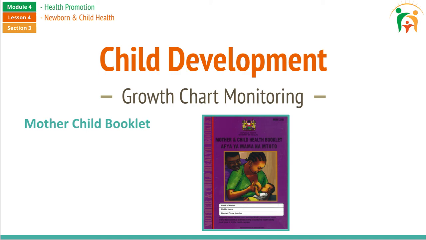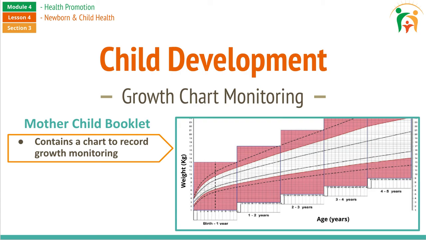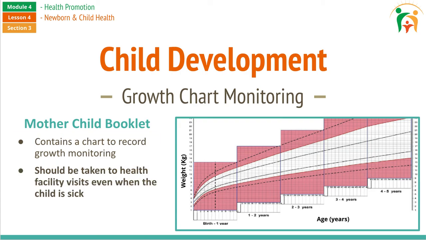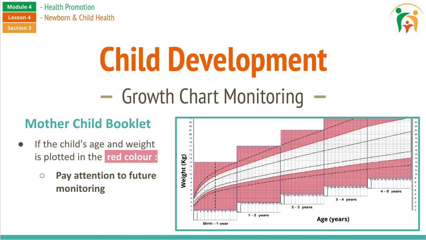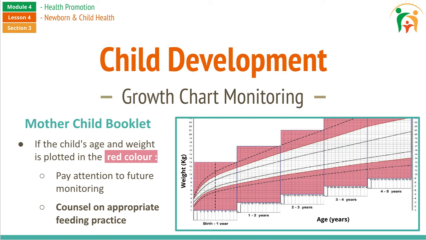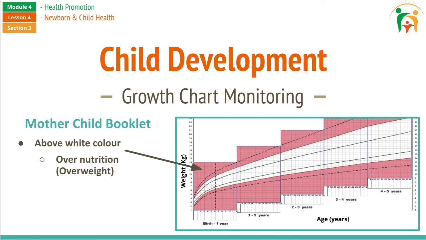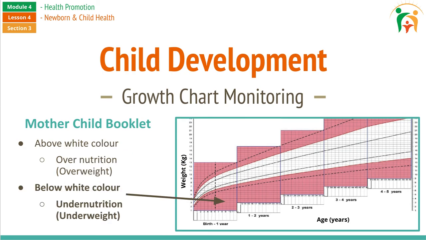Growth chart monitoring. The mother-child booklet contains a chart to record growth monitoring. It should be taken to health facility visits even when the child is sick. If the child's age and weight is plotted in the red color, pay attention to future monitoring and counsel on appropriate feeding practice. Above the white color means overnutrition or overweight. Below the white color means underweight or undernutrition.